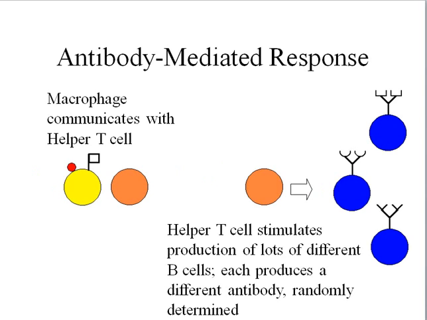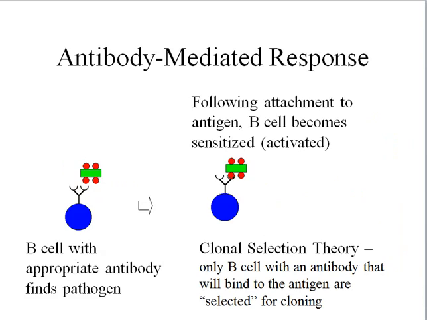The helper T cell recognizes the macrophage as one of the good guys and responds to the antigen by producing chemical signals which cause your body to start randomly producing a variety of B cells, each with their own unique antibody. When a B cell is produced which has the antibody whose antigen binding site can grab on to the antigen of the pathogen, that B cell becomes a sensitized B cell.